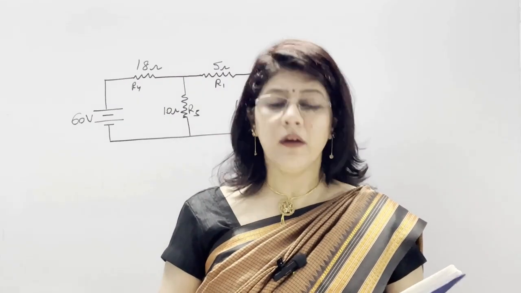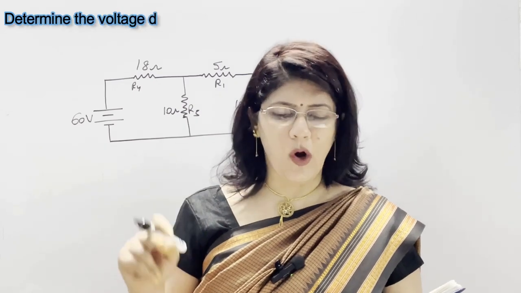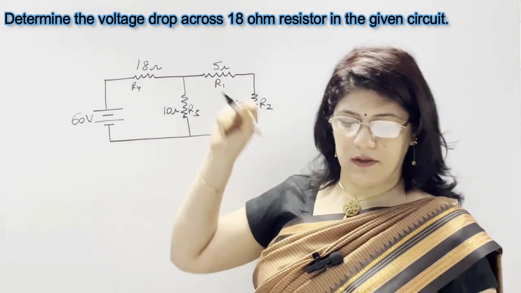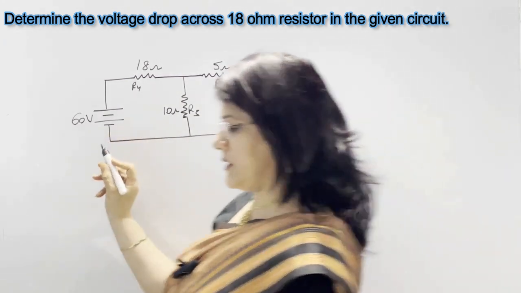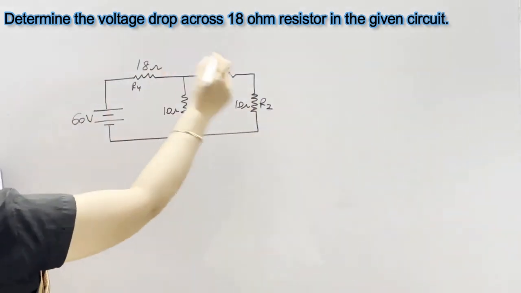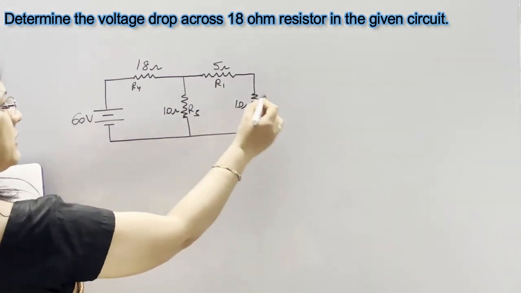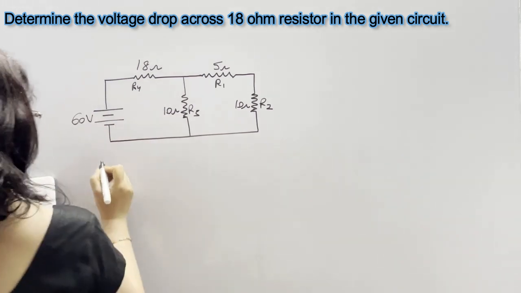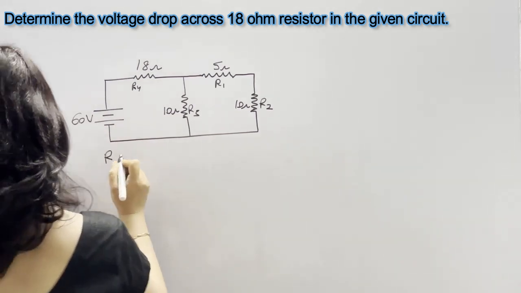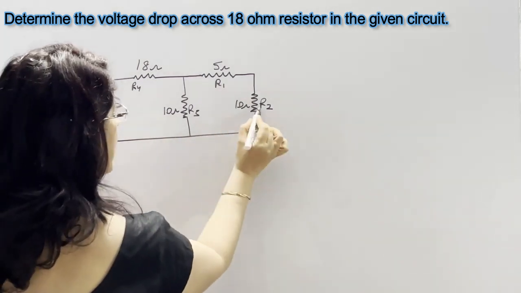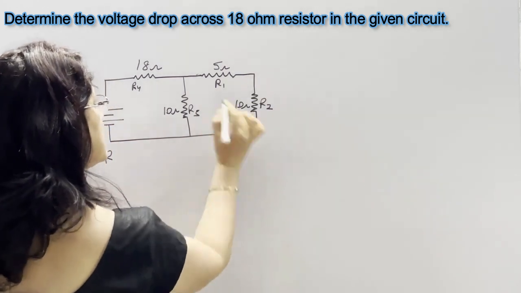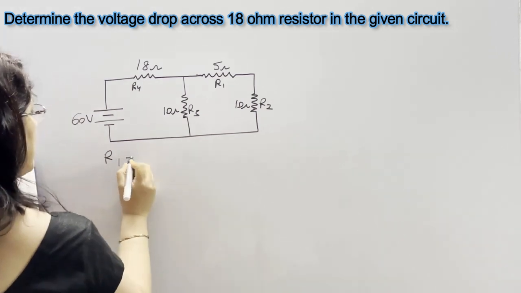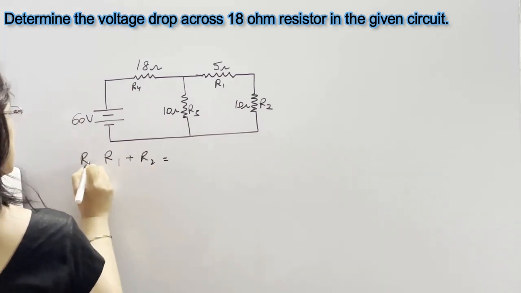In the next numerical, determine the voltage drop across this 18 ohm resistor in the given circuit. So 60 volt is the EMF given, and these are the values of resistances. This is R1, this is R2, this is R3, and this is R4, we are assuming. R1 and R2 are connected in series only, because there is no cut in the wire here. So R1 and R2 are in series combination.